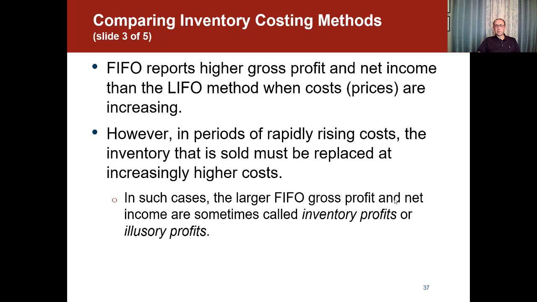Now if we want to compare inventory costing methods, FIFO reports higher gross profit and net income than the LIFO method when cost prices are increasing. However, in periods of rapidly rising cost, the inventory that is sold must be replaced at increasingly higher cost. In such cases, the larger FIFO gross profit and net income are sometimes called inventory profits or illusory profits. These are not really real profits, it's just profit because of the difference in the methods applied.